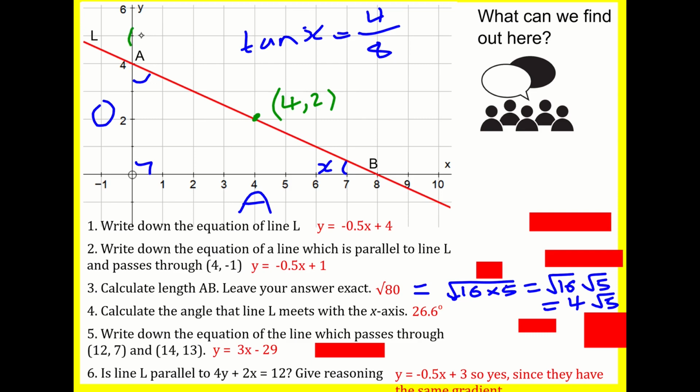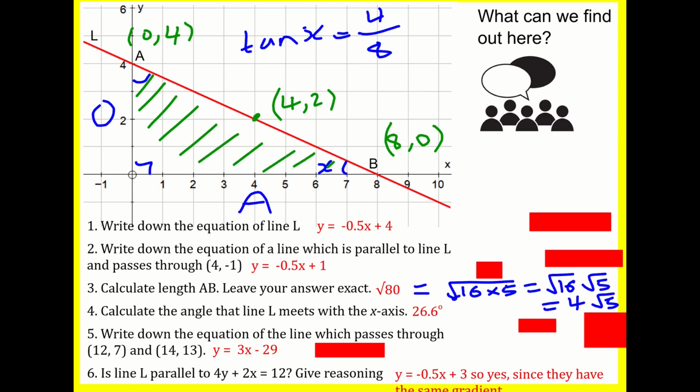So we've got for A, we've got 0, 4. And for B, we've got 8, 0. And you can add the x coordinates and divide by 2. That will tell you halfway through. So 0 plus 8 is 8. Divide by 2, we get 4. 4 plus 0 is 4, divide by 2, and we get 2. This works in general.